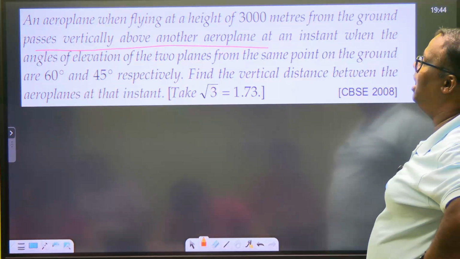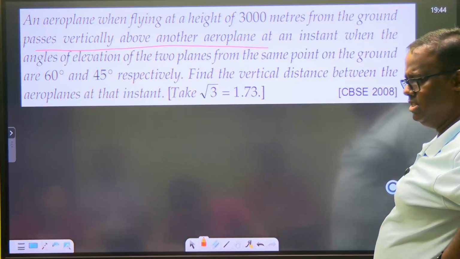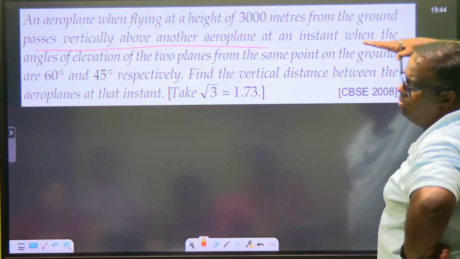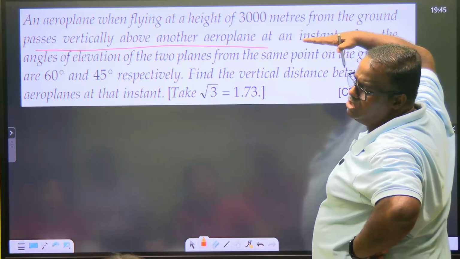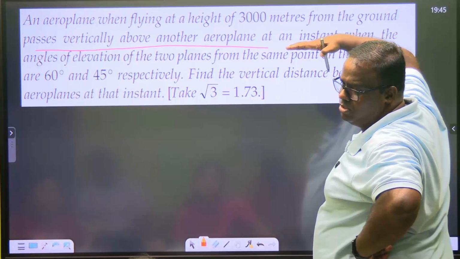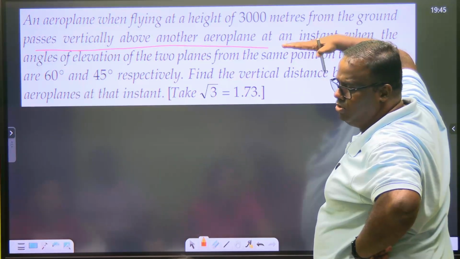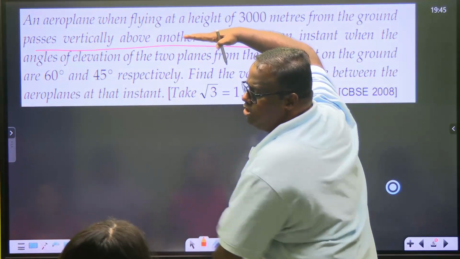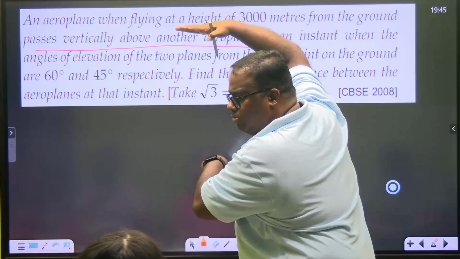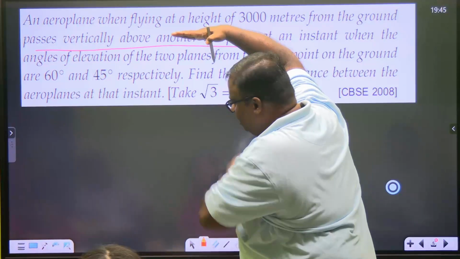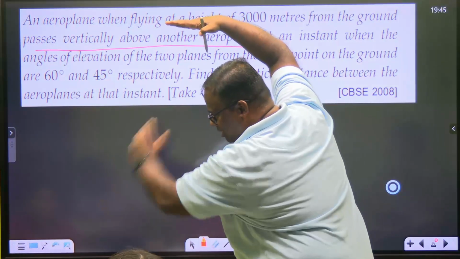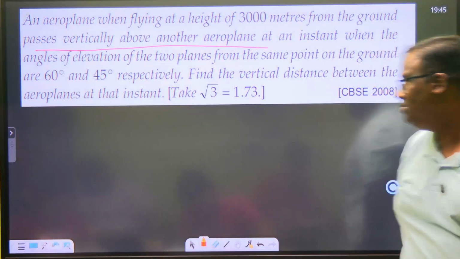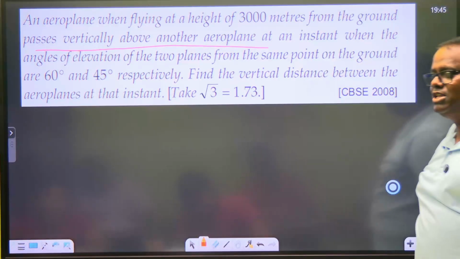Aeroplane is flying at a height of 3000 meters from the ground. Very easy. Passes vertically over another. The aeroplane is always maintaining 3000 as its altitude. Maverick, what's your AGL? 3000 altitude, maintained. Right now I'm passing over another aircraft. My altitude is still 3000. And that aircraft would be something below 3000. The angle can be formed. And the angles of elevation from the same point on the ground.